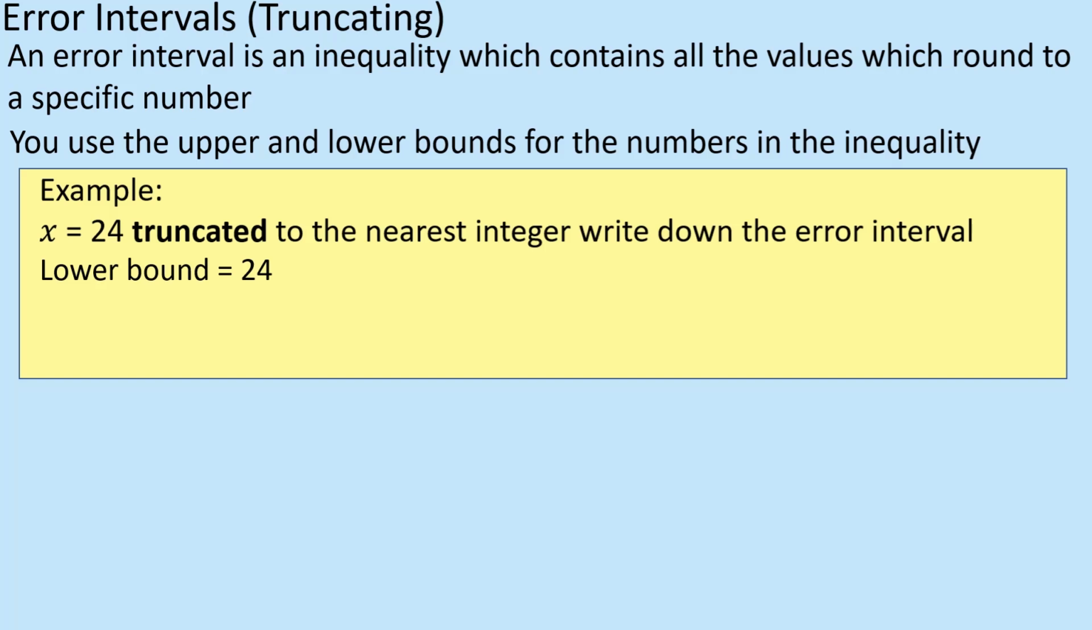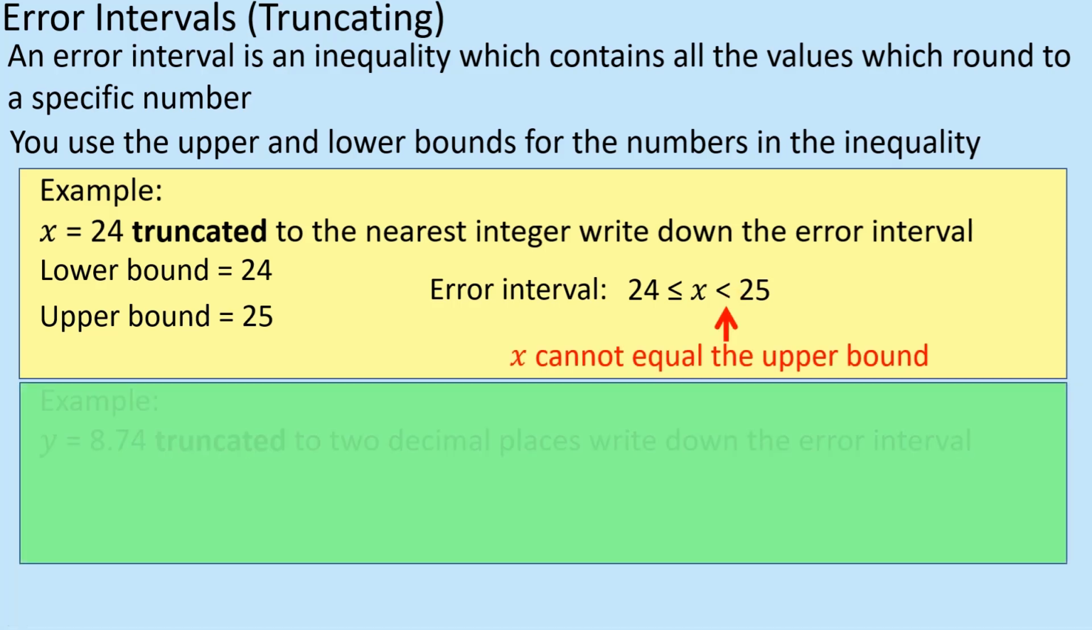And then, how high can it go? If I just ignore anything after the decimal point, which is essentially what I'm doing, then it can go right up to 24.9999999 essentially. Because we are talking bounds, we take 25. And remember, use the error interval to support us with the inequality. So anything equal to 24 or above, but less than 25. When something's been truncated, we're literally just knocking off all the decimal places.